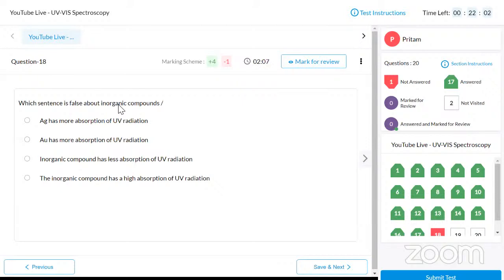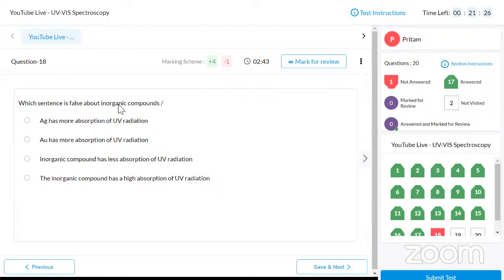Again, as I said, option A is not applicable. Option B is also not applicable. So we have eliminated that. Now the question says which sentence is false about inorganic compounds. So option C and D, since we have eliminated A and B, let us evaluate options C and D. What does option C say? Inorganic compound has less absorption of UV radiation. Option D says inorganic compound has high absorption of UV radiation.